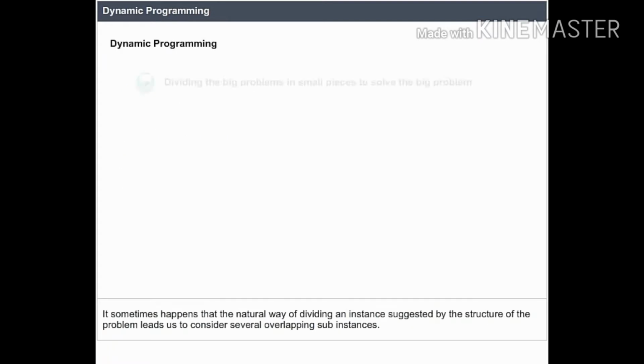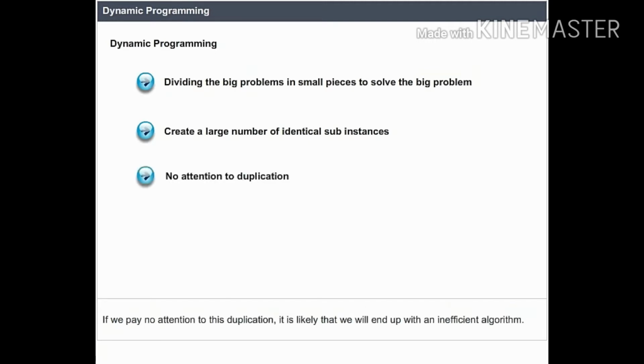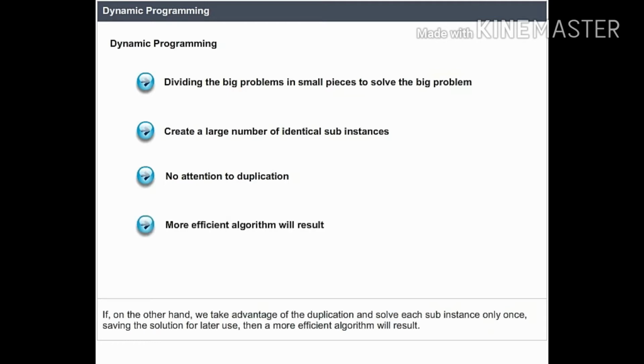It sometimes happens that the natural way of dividing an instance suggested by the structure of the problem leads us to consider several overlapping sub-instances. If we solve each of these independently, they will in turn create a large number of identical sub-instances. If we pay no attention to this duplication, it is likely that we will end up with an inefficient algorithm. If, on the other hand, we take advantage of the duplication and solve each sub-instance only once, saving the solution for later use, then a more efficient algorithm will result.